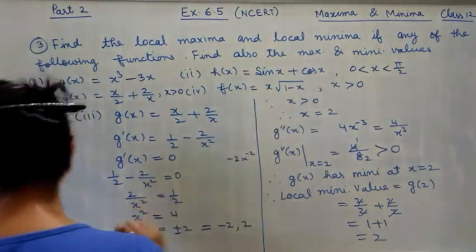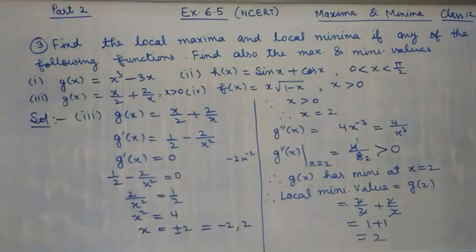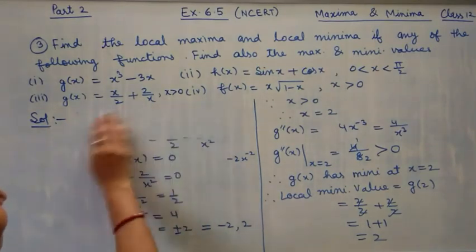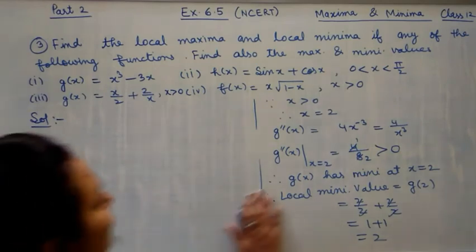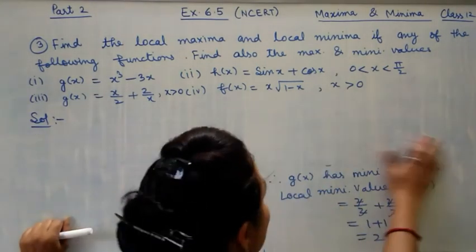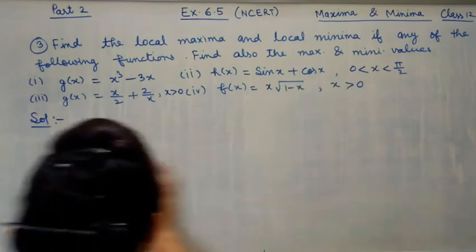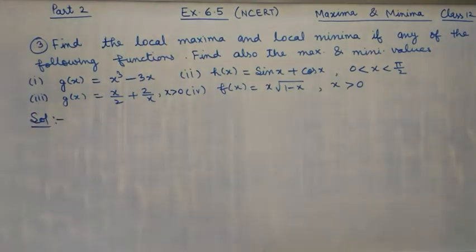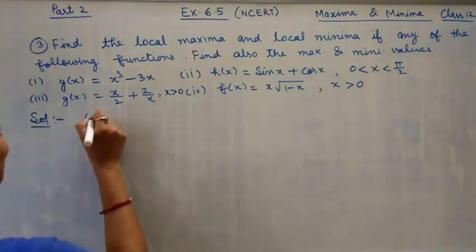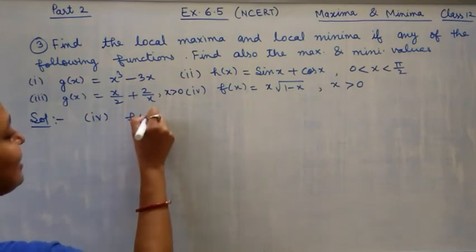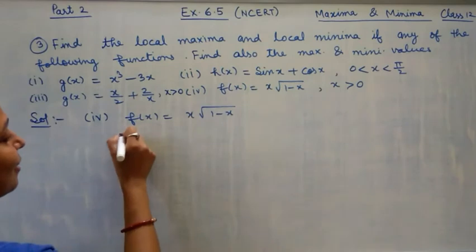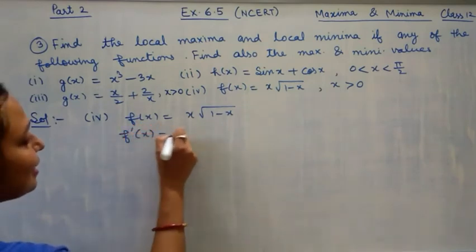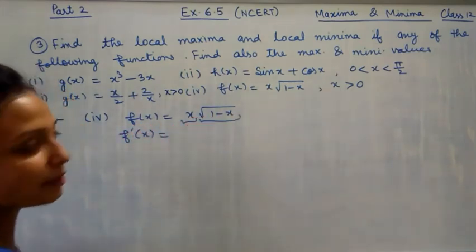Okay, now come to the last question. That is a little bit complicated because an irrational function is there. We have to simplify. We need some more time as compared to these questions to simplify it. So how can you solve it? First of all, fourth part, f(x) is given as x under root of 1 minus x, right? Find f dash x, there is u and v, right?